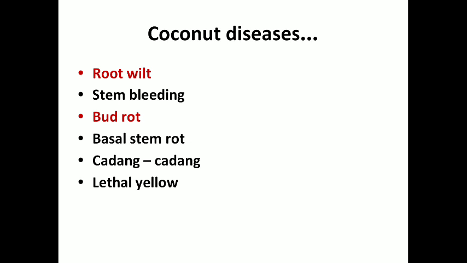Here are the different coconut diseases. First one, root wilt, then second, stem bleeding, then third one, bud rot, next basal stem rot, next kadang kadang, and next lethal yellowing. Of all these diseases, only two are mentioned in your syllabus, that is root wilt and bud rot. So let's see them one by one in detail.